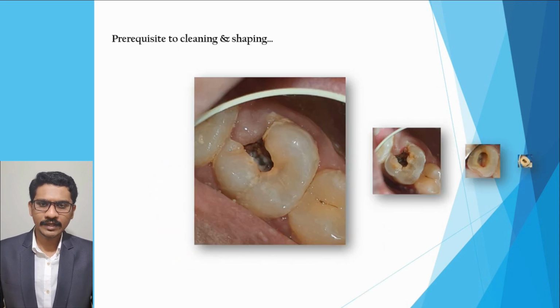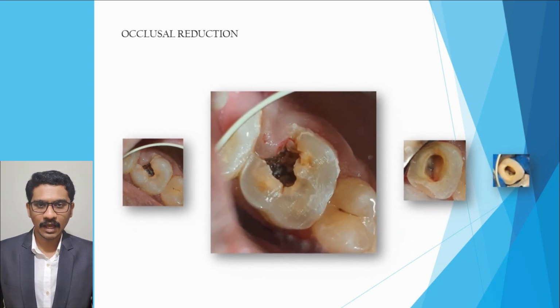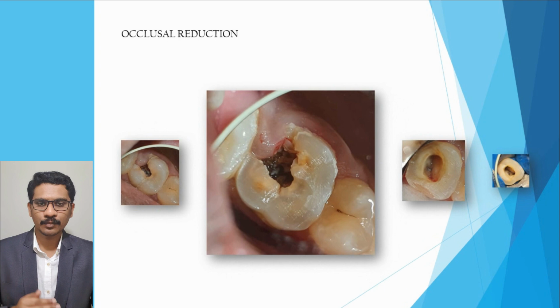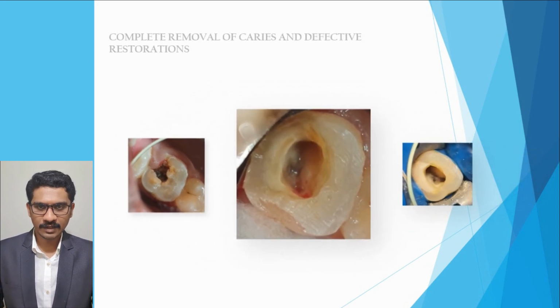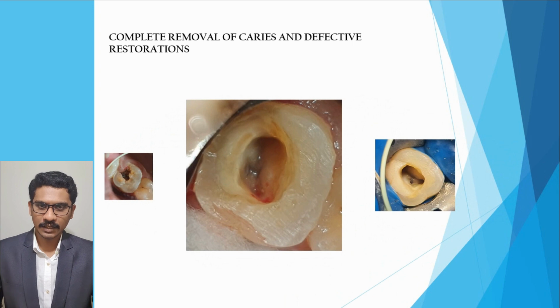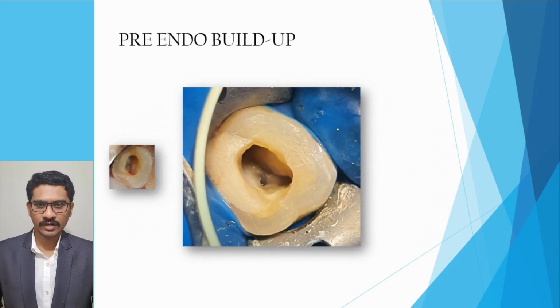A prerequisite to cleaning and shaping is occlusal reduction, which helps to reduce the working length and also creates a stable reference point for working length determination. The complete removal of caries and defective restoration should also be done. This is important to prevent the canal from getting clogged with debris during instrumentation. More importantly, a pre-endodontic restoration is mandatory to keep the irrigant solution confined to the pulp space.